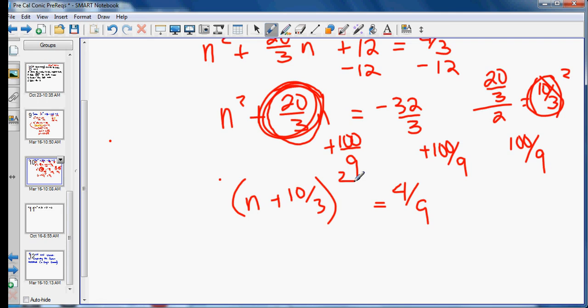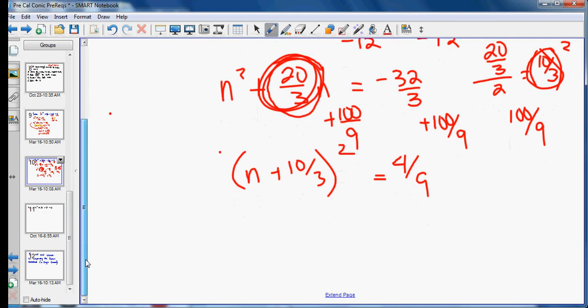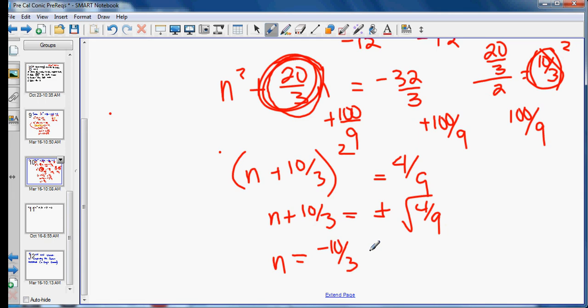Finally, we solve for n. We take the square root of both sides. Gives us plus or minus the square root of 4 over 9. And then we subtract 10/3 from both sides. Also notice on this one, these numbers actually do have even roots. The square root of 4 is 2, the square root of 9 is 3, so we can actually write the answer this way.